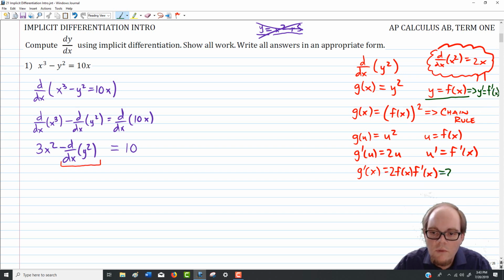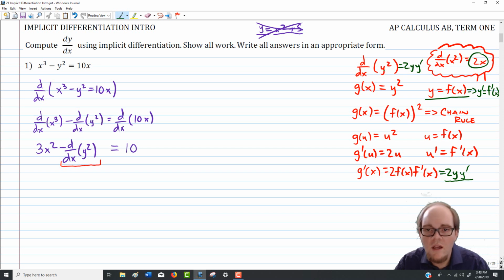So this derivative is really 2 times y, because f of x is y, times f prime, which we call y prime. So this expression is going to be the answer to that question up above. It's 2y, y prime. With the 2y representing the derivative we expected: stuff to the second power has derivative 2 times stuff, and then times the derivative of the inside, and our inside just happens to be simply y.